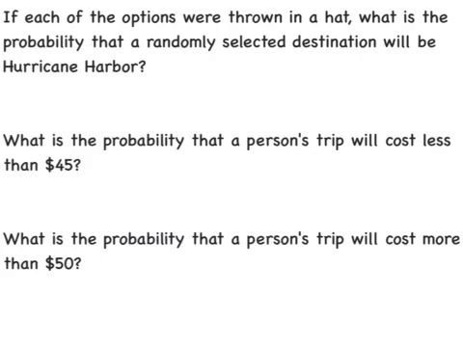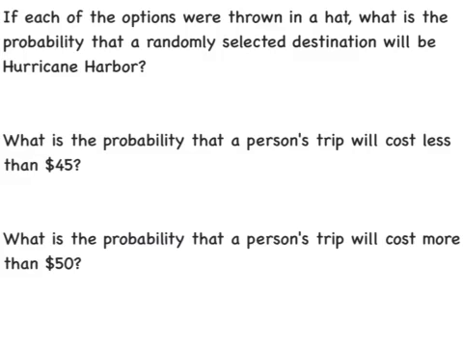Okay, so let's look at our questions. Now, I'm not going to have the tree diagram in front of me, but you will have it, so just look up at the top above. Okay, it says, if each of the options were thrown in a hat, what is the probability that a randomly selected destination will be Hurricane Harbor?